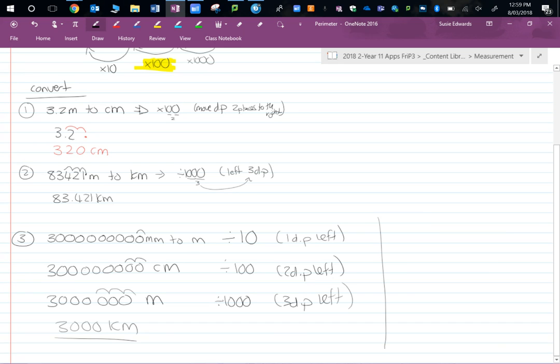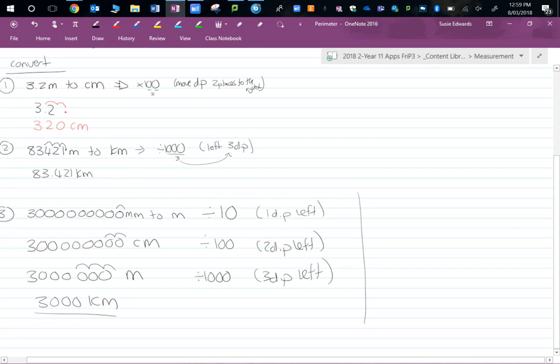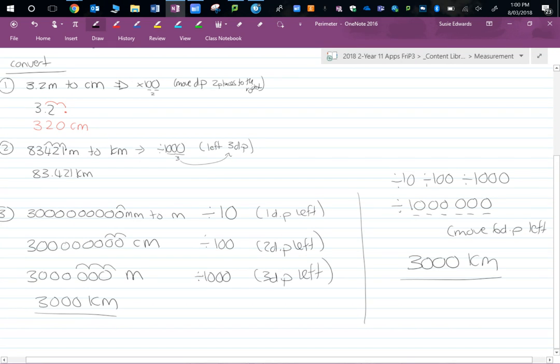All right, but if we look at it and we go, okay, we just want to do it in one step. If you go divide by 10, divide by 100, divide by 1,000, that is the same as saying divided by 1,000,000. You put all the zeros together. Notice that it's 1, 2, 3, 4, 5, 6. So we can actually just move 6 places to the left and you would still get 3,000 kilometers. So if you're going in the one direction, you can actually add the zeros together and that's how many places you go. And the same thing goes the other direction.